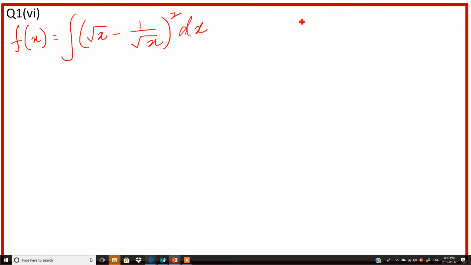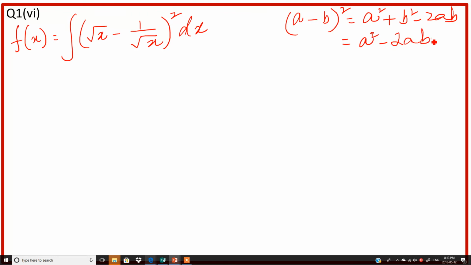In the last question, we have used (a plus b) whole square, but in this, we are going to use (a minus b) square, which is equal to a square plus b square minus 2ab, or you can expand a square negative 2ab plus b square. Both are okay. So first of all, we are going to expand this formula, which is equal to a square, and instead of a we have under root x. So this is the first part.